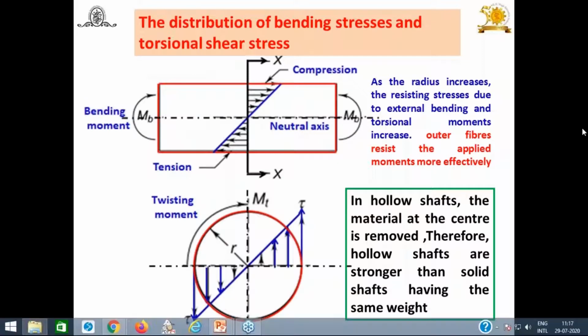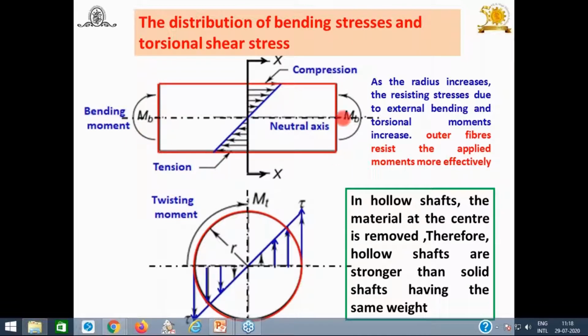Now again, an important point while designing: why are we replacing the solid shaft by a hollow shaft? Why are hollow shafts preferred over solid shafts, or why design a hollow shaft if you have solid shafts available in the market? The main important thing, look at this, give attention here.